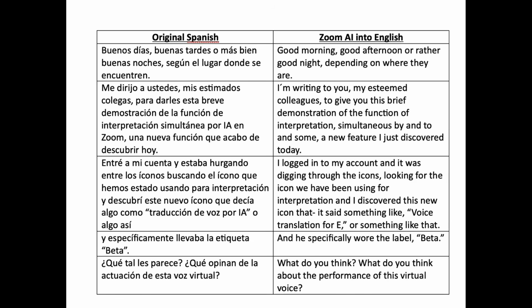Let's now break down the AI interpreter's performance, comparing a transcript of the original with a transcript of the interpretation that was rendered by Zoom's AI function. We're going to actually look at this thematically. If you would like to analyze this yourself, go ahead and pause the recording and have a look.